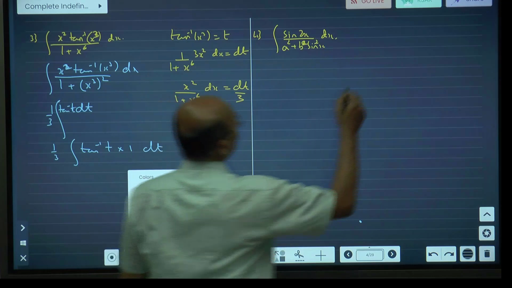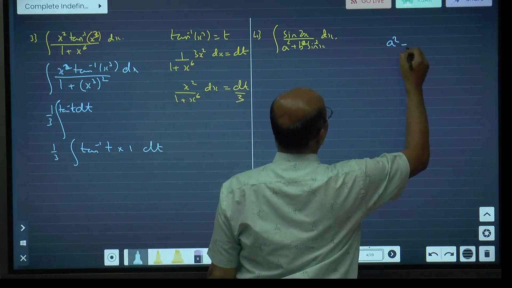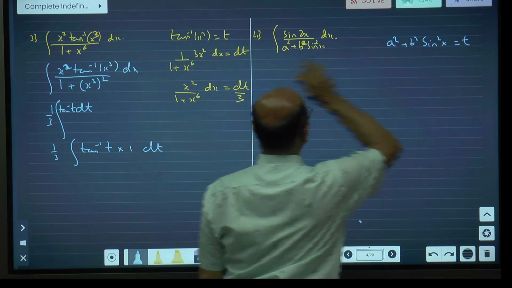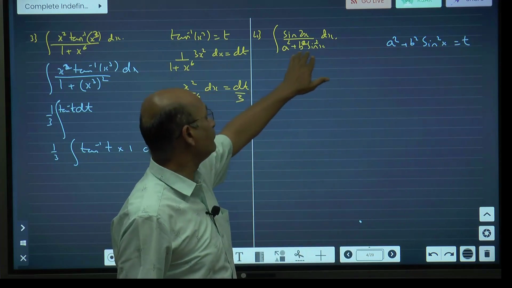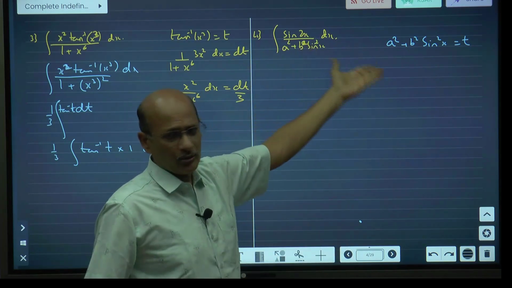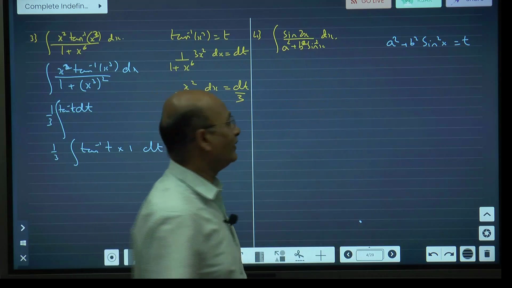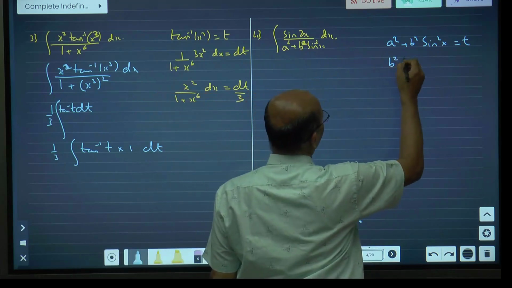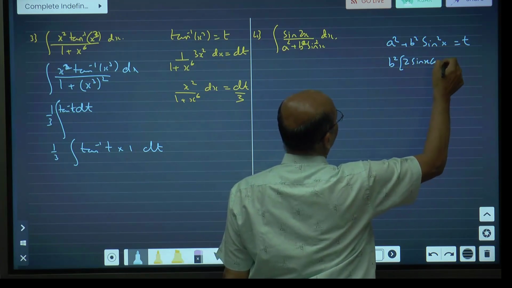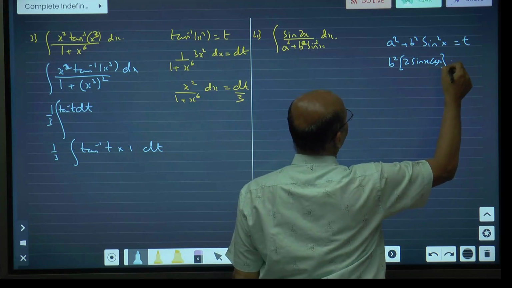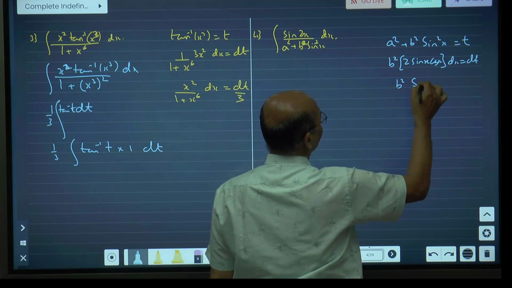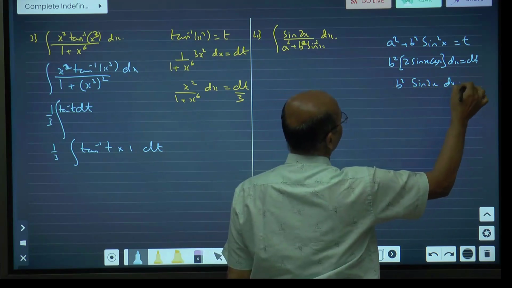So let us see now. If I put a square plus b square sin square x as t, I am taking the complete set as t. You can take b square sin square x as t, I have no issue at all, because the derivative of a is 0, and after substitution you have to take the derivative. So this is 0, this is b square. What is the derivative of sin square x? 2 sin x cos x into dx is equal to dt. So b square, this will become sin 2x dx is equal to dt.